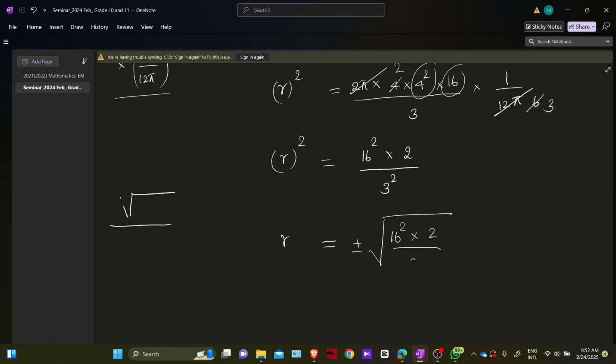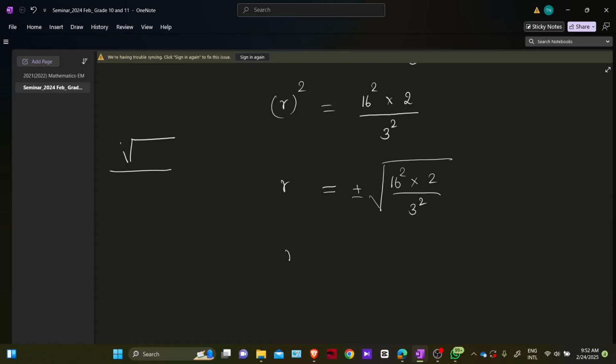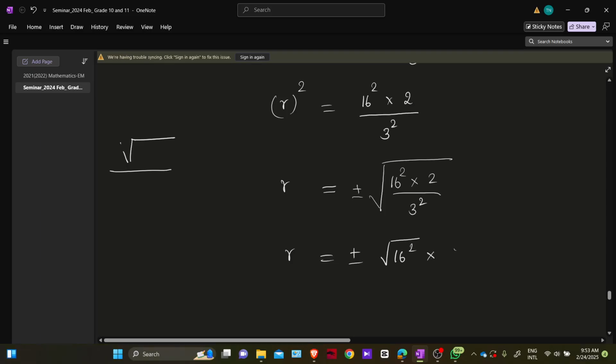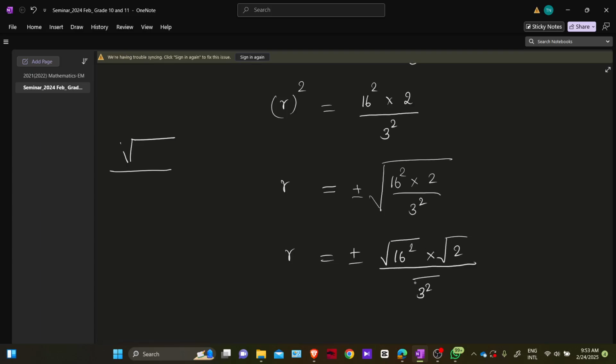2 over 3 square, right? Now you can separately put the square root sign. This step is not required. If you are okay with the simplifications, you can directly get the answer, right?